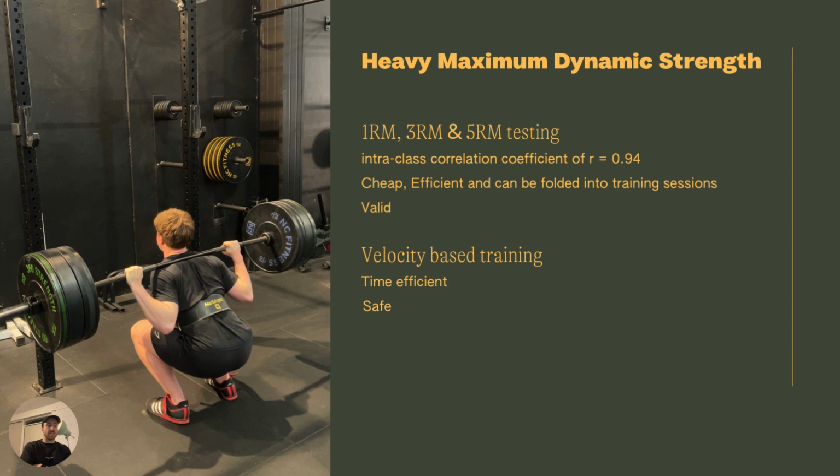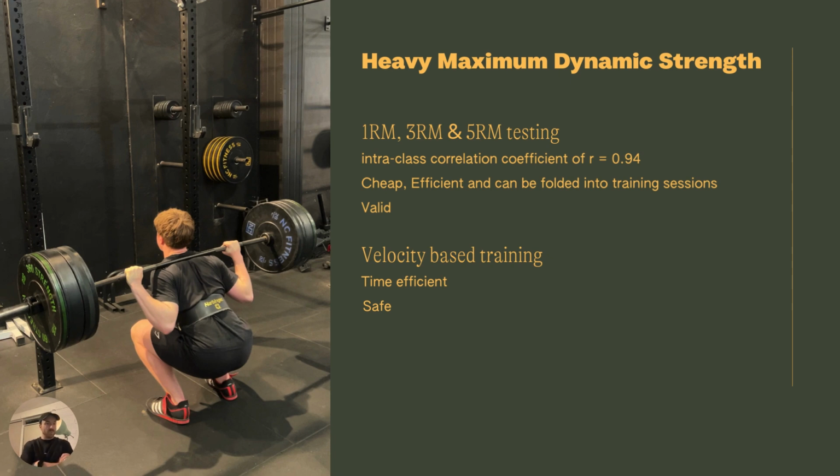So RM testing is cheap, it's efficient, it can be blended into a training session, which prevents athletes from missing out on other training sessions or having to do anything special. And as I mentioned earlier, it is valid. There's an intraclass correlation of 0.94, which is obviously quite high, as presented by Matzak in 2003. As the test is valid, it shows that the measure is intending to show what it wants to show.